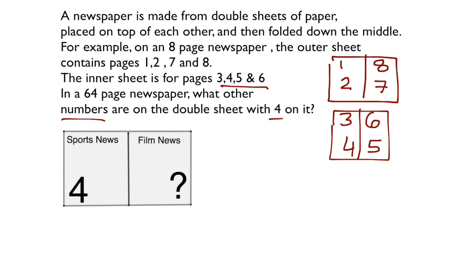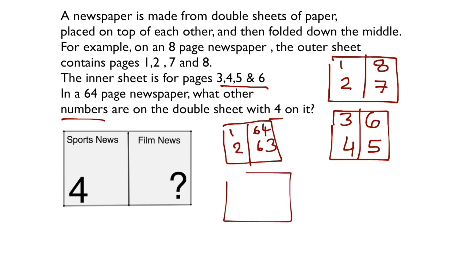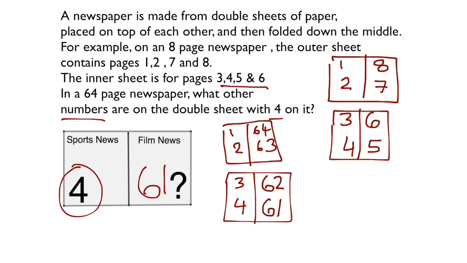Okay, so we always start with the first page. We'll have 1 and 2, and then the last 2 numbers on it, 64 and 63. The next sheet will carry on the sequence. Down the fold, you'll have 3 and 4, and then leading up to 63 and 64 is 61 and 62. So the other numbers with page 4, opposite it will be page 61, and then you'll also have 3 and 62.